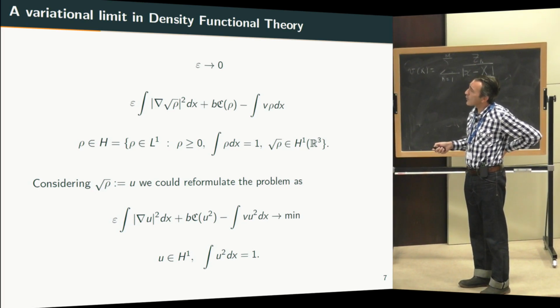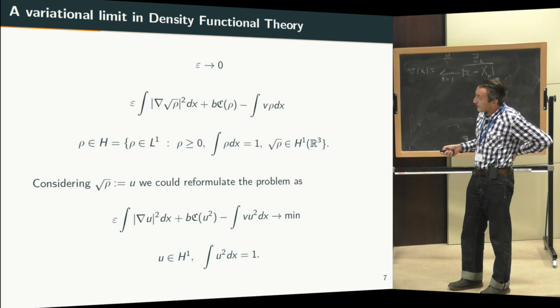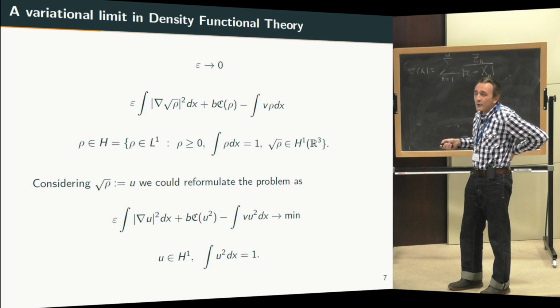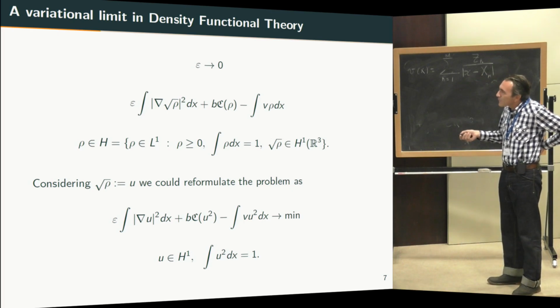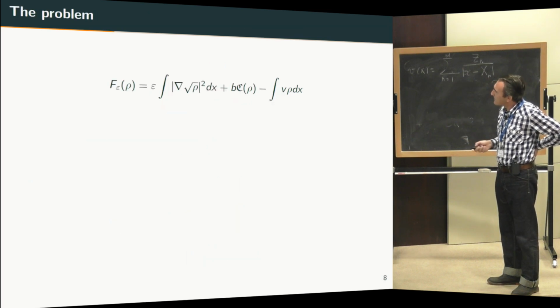I could also consider the square root of rho equal to u, and then you would get the more familiar expression, because you have the energy of u, and this would also give you a Schrödinger type equation, because you have the constraint that the integral of u squared equals 1. It makes sense for fixed epsilon, but when you send epsilon to 0, the only thing that this energy gives you is that u squared is bounded in the space of measures. So it would converge to a measure, and it doesn't make sense to consider u when epsilon goes to 0. So this is the limit we want to consider.